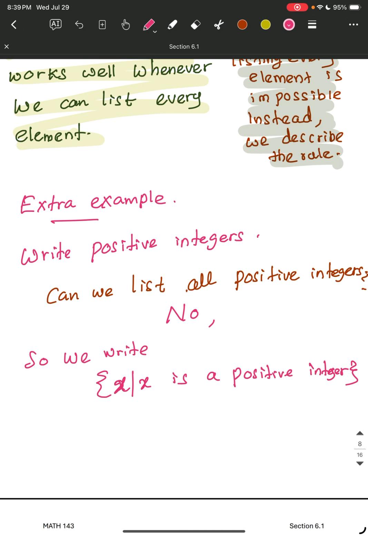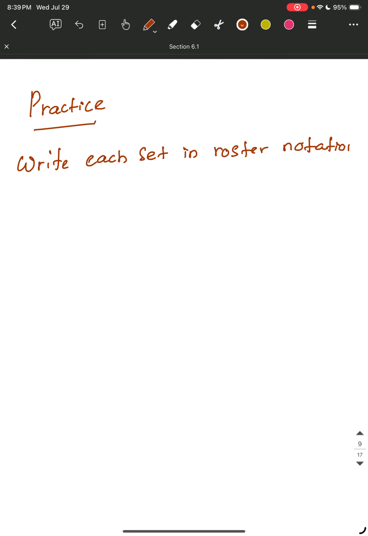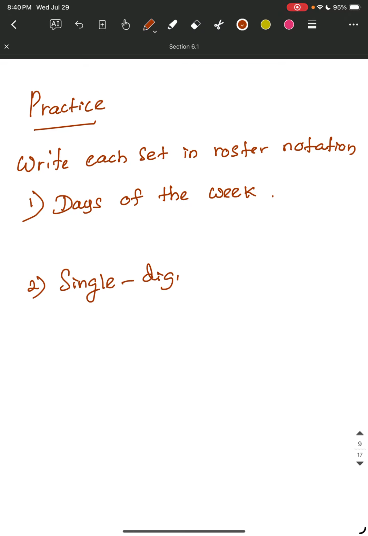Okay, I will give you the practice examples. Please pause the video and try it by yourself. Practice. Write each set in roster notation. Days of the week, single digit non-negative integers, multiples of 3 less than 20.